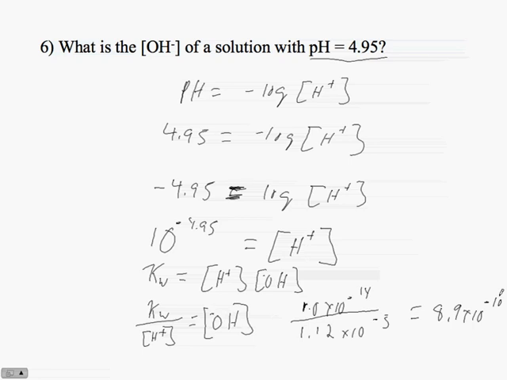Alright, okay. This hydrogen ion concentration is 10 raised to the negative 4.95. When you take it to the power or use your calculator, you will get 1.12 times 10 to the negative 5. So that's where that number comes from. That's equal to the hydrogen ion concentration.